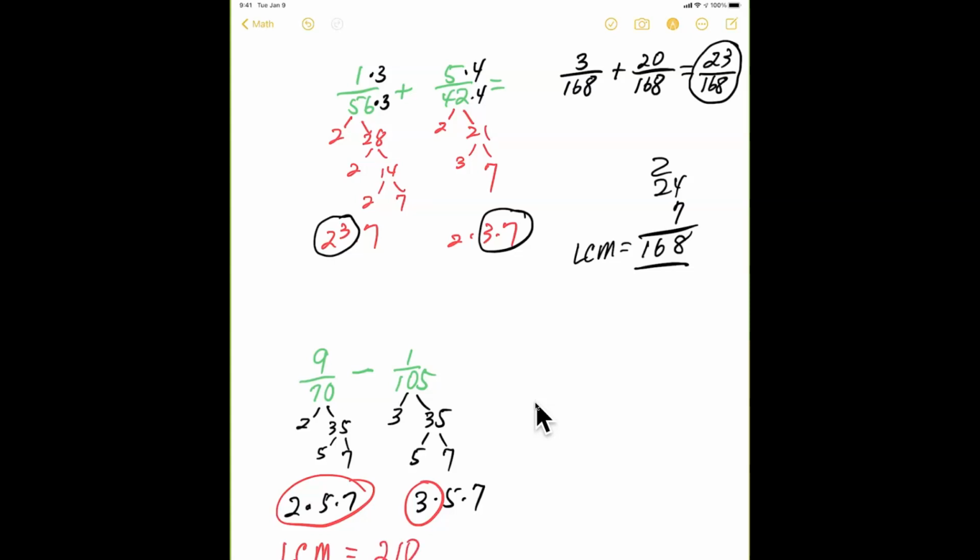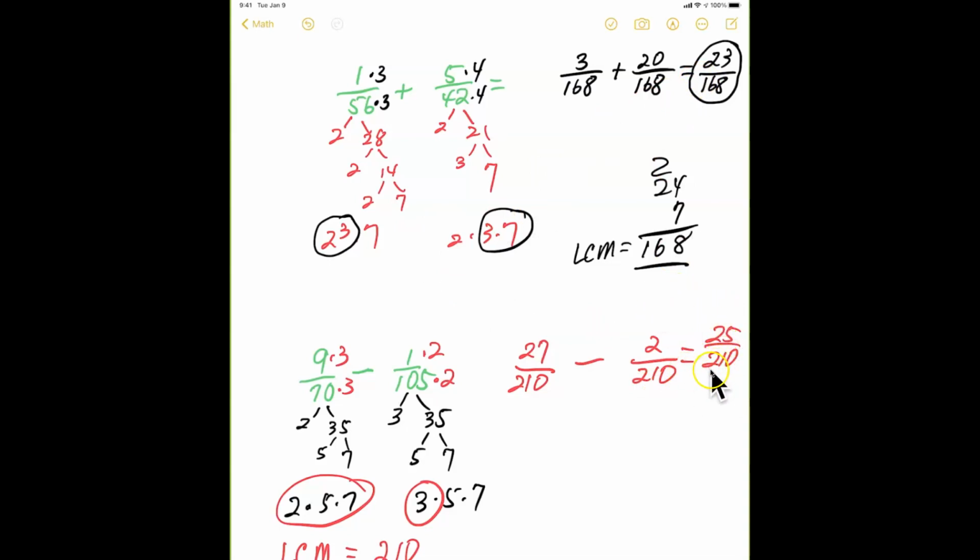And that means for the two numbers we're subtracting, we've got something over 210 and something over 210. So to turn 70 into 210, you multiply by 3. And to turn 105 into 210, you multiply by 2. So 3 times 9, 27. 2 times 1 is 2. We have 27 minus 2 will be our answer, 25 over 210. And as you might have guessed, WAMAP often makes us reduce the second fraction. We're getting a little confidence, and then they want us to take it one step further.